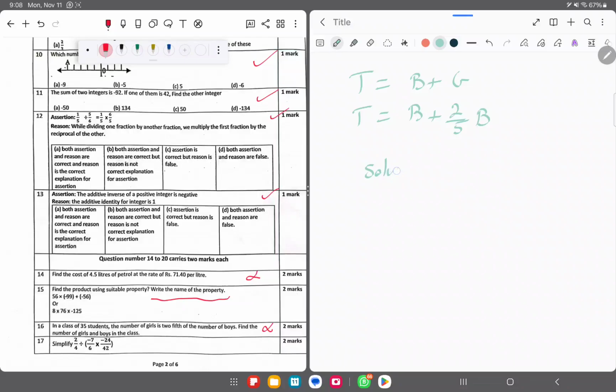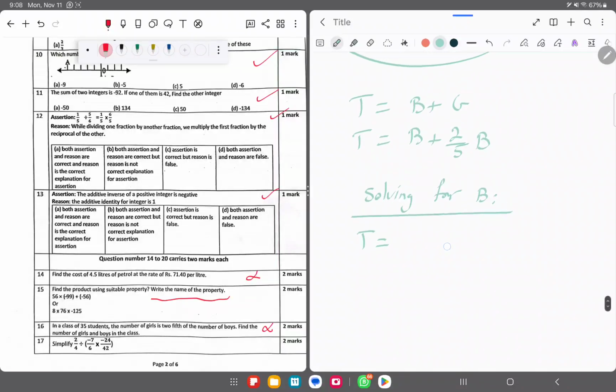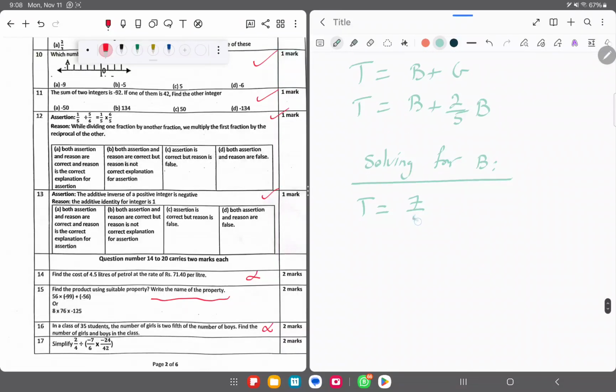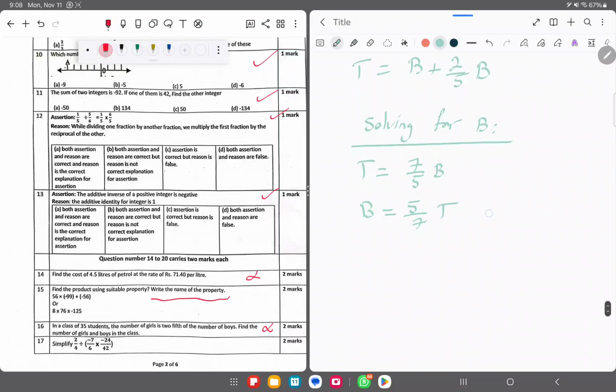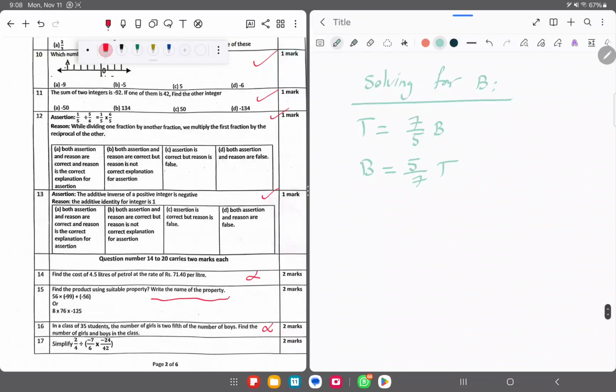Now solving for B. T is equal to 7/5B. Now I want to get it in a different way, so B is equal to 5/7T. Okay, what am I doing here? Why am I doing all of this?